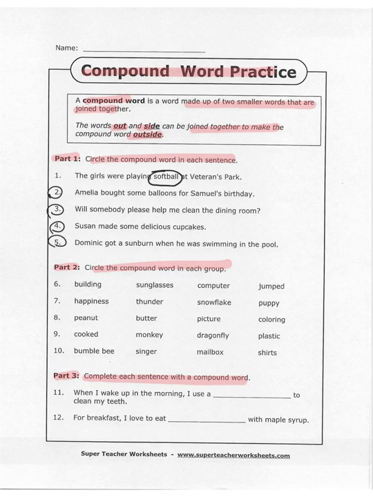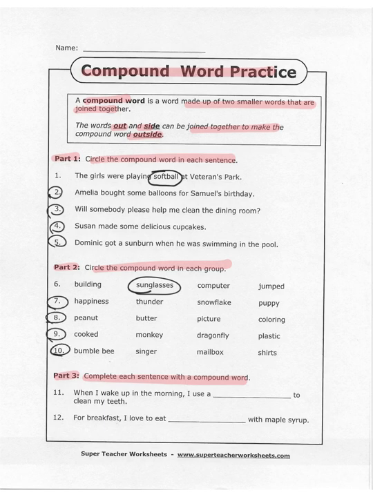Part 2 says circle the compound word in each group. So I have building, build, and ing. Ing is not a separate word. Sun and glasses. I have sun and I have glasses. That sounds like it could be one. Come and puter, those are not two separate words. And jumped, you cannot break that down into two separate words, so our choice has to be sunglasses. You will do 7, 8, 9, and 10.